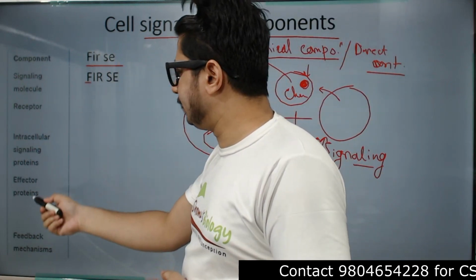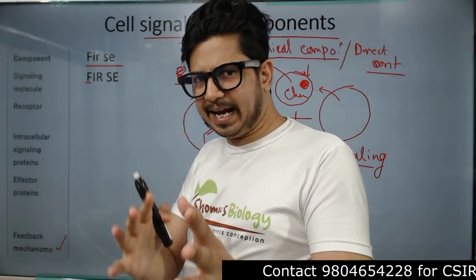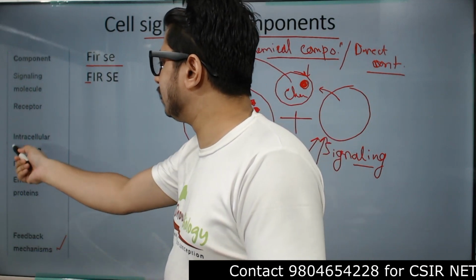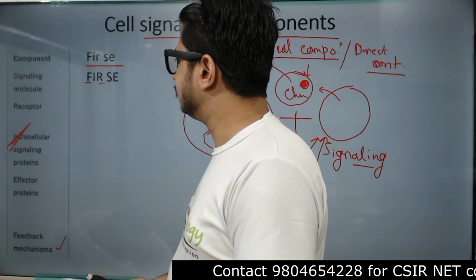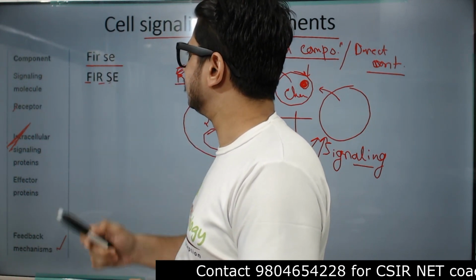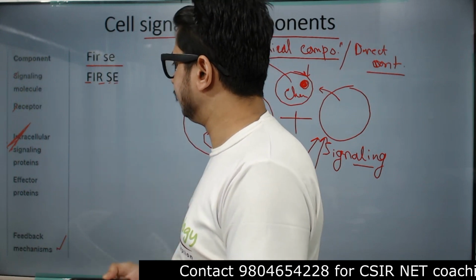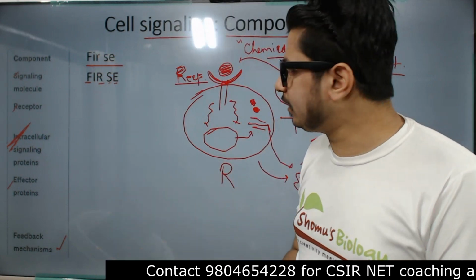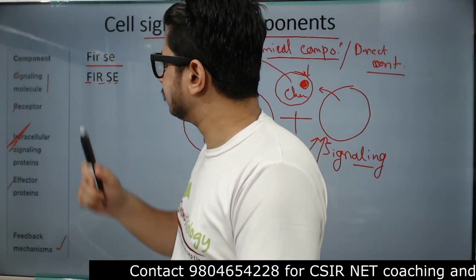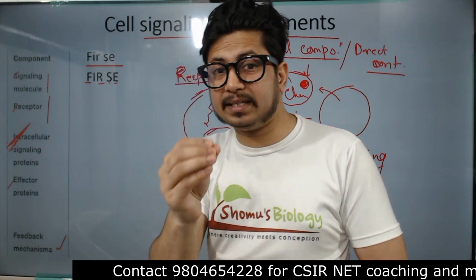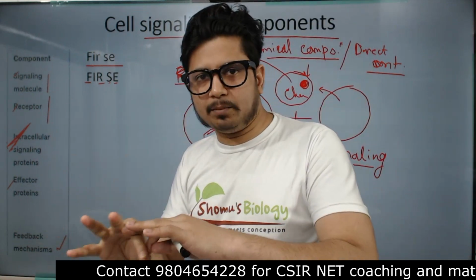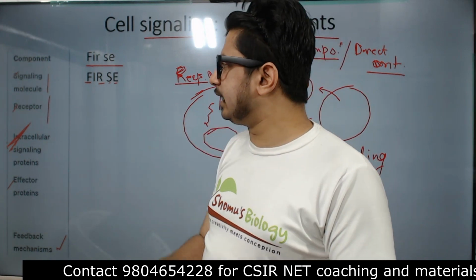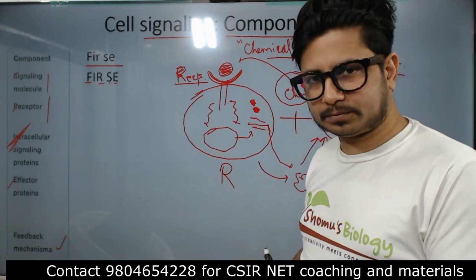Why Firse? Because F is feedback mechanism, which is the end part. We'll discuss that. Then I is intracellular signaling. R is receptor. S is signaling molecule. E is the effector proteins. So these are the components, right? We need a signaling molecule and we need a receptor. These are the primary things that you need for cell signaling. Without a signaling molecule and a receptor, cell signaling is not possible.